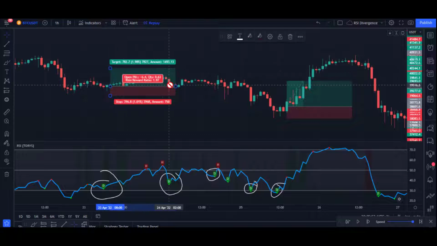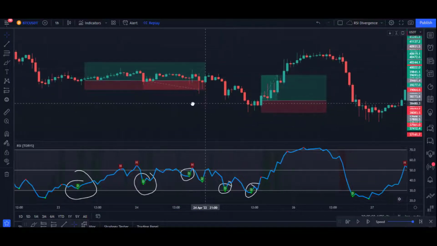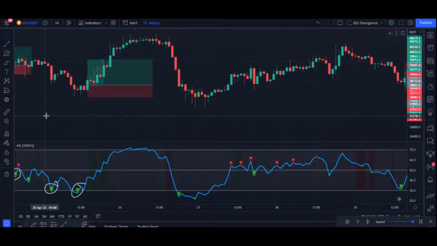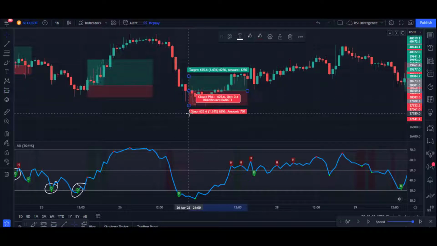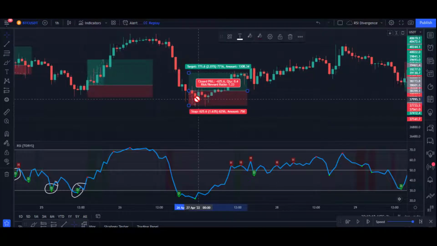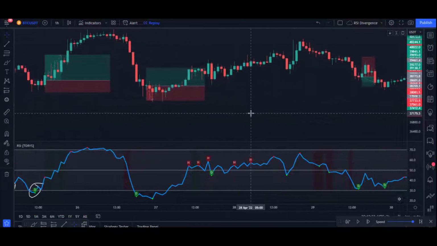So stop loss will be 1.3%, and you can see this is also a losing trade we have. So 1 profit and 1 loss. Now I will tell you how we will eliminate those wrong signals. First of all, let me check another signal. This should be a winning trade, 2%. Okay, stop loss 1.5. No, this is a losing trade.